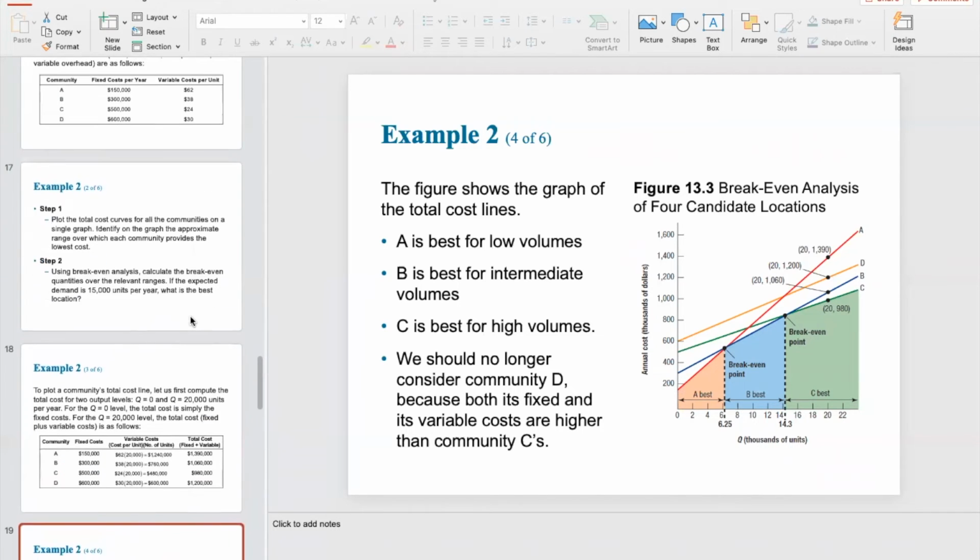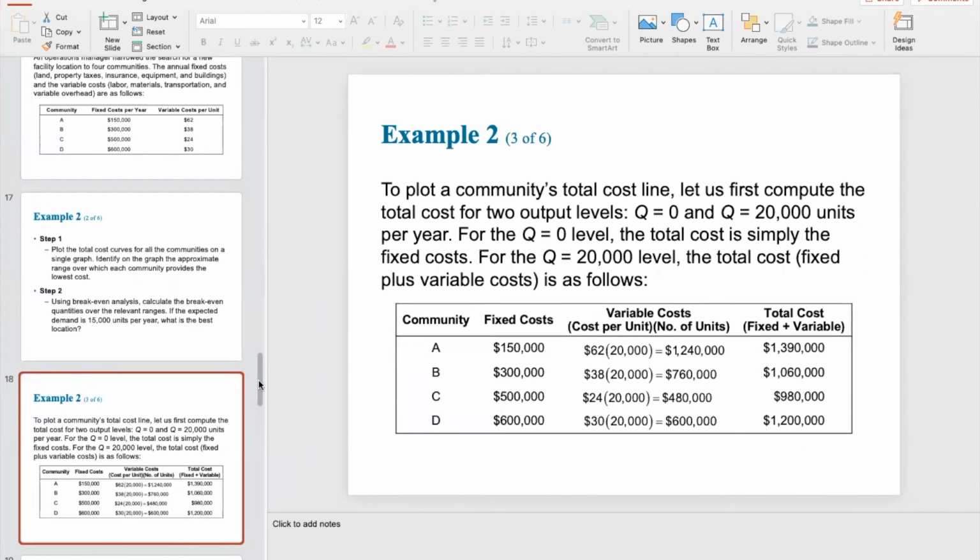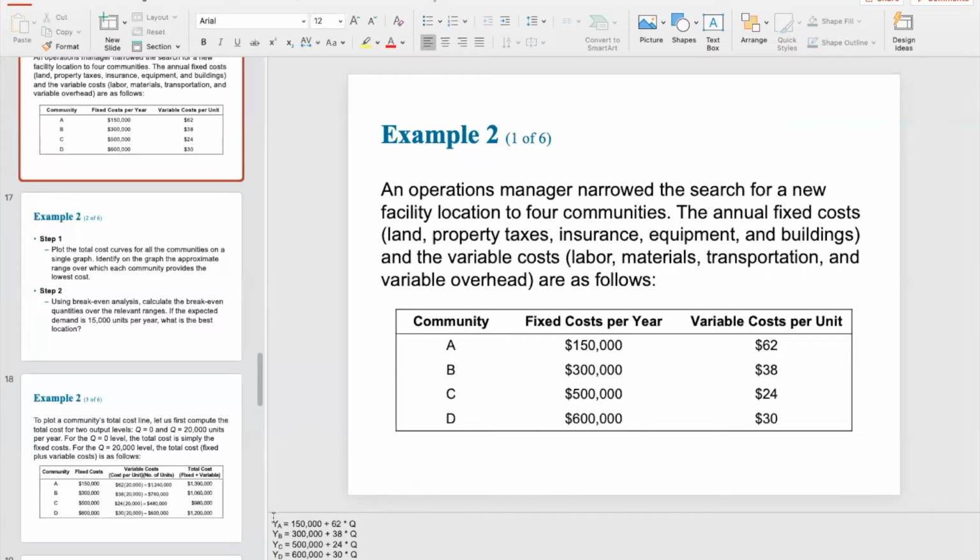Very simple. If we go back to the equation, the function that I show here, the break-even point represents the order quantity that leads to the same total annual cost between community A and community B. Then how can we get the corresponding break-even order quantity value? Very simple. Here, you know that YA equals 150,000 plus 62 times Q, and YB equals 300,000 plus 38 times Q.